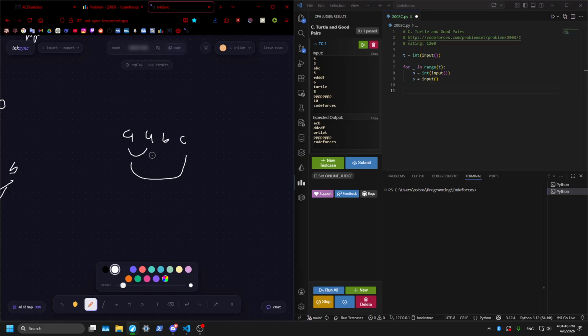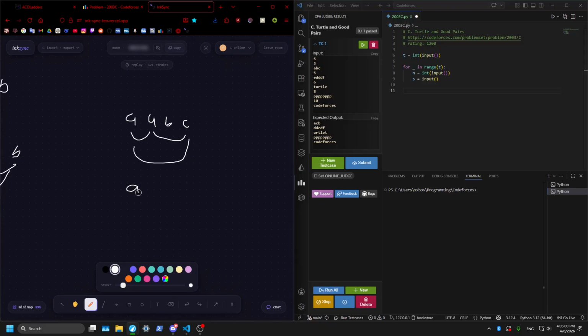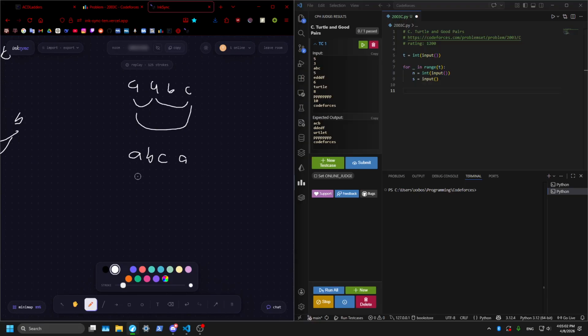And then this is a pleasant pair. And then this is not a pleasant pair. So this would have 3. Then what about ABCA? This is a pleasant pair, or a good pair. This is good. This is good. This is also 3. Right? Am I missing one?